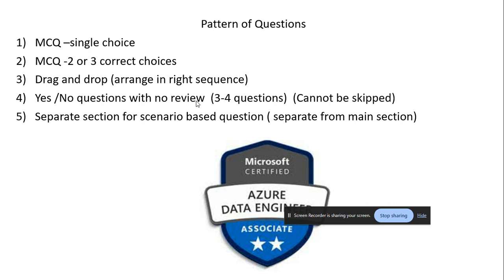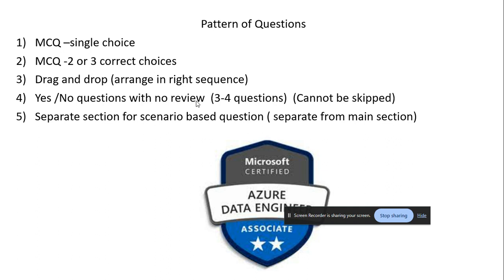For yes and no questions, there is no review. Once you complete the main section, you will have a review where you can check each answer and change it when needed. But in a yes and no question, there is no review. There will be 3 to 4 questions in this section. Once you select the answer, you cannot come back to it. These questions will not appear in the final review screen either.